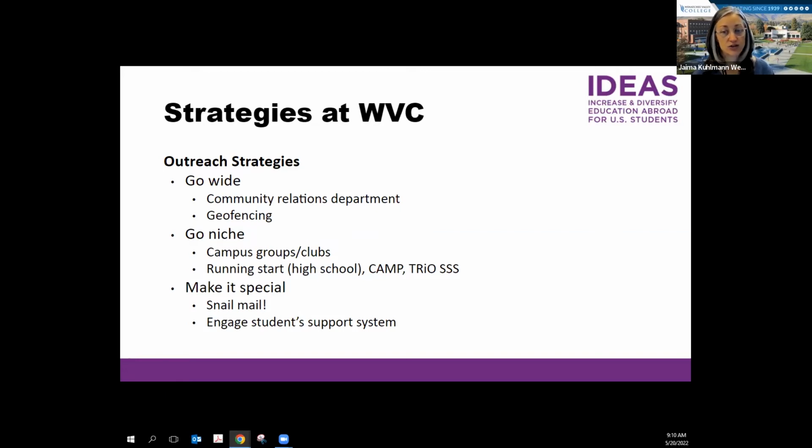I work with my registrar and institutional research office to obtain a list of currently enrolled students based on different criteria: GPA, credits completed, student type, et cetera. And I have sent them a letter praising their accomplishments and their hard work and academic progress, and inviting them and their parents or partners to attend an information session to learn more.